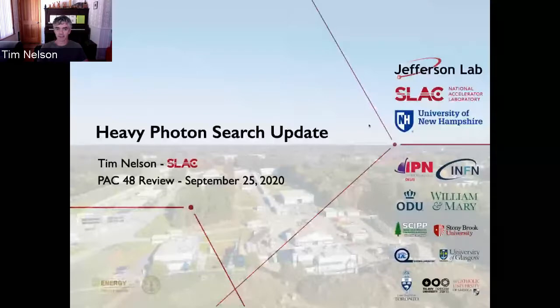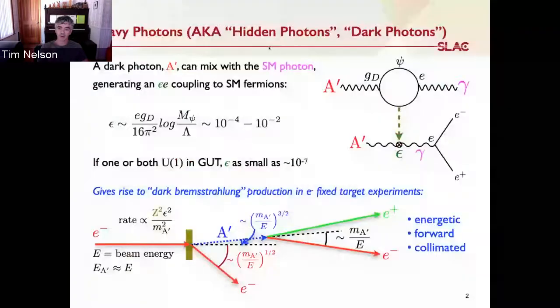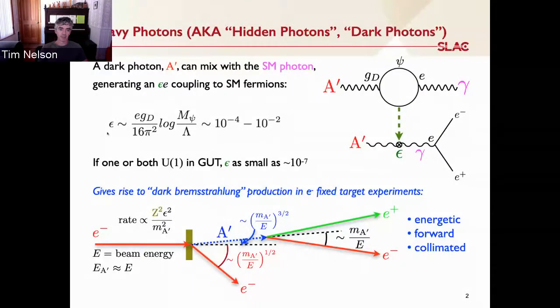So heavy photons, also known as hidden photons or dark photons, are new vector bosons, sometimes called A prime, that can in principle mix with the standard model photon through loops of heavy particles that couple to both. This so-called kinetic mixing introduces a small coupling between this dark photon and standard model fermions that we parameterize by epsilon, which is naturally in the range of 10 to the minus few, potentially as small as 10 to the minus 7 or so.